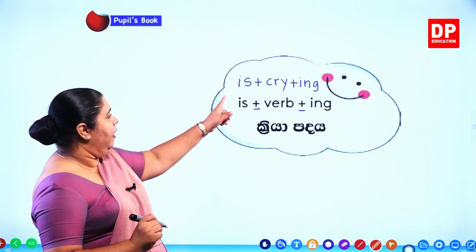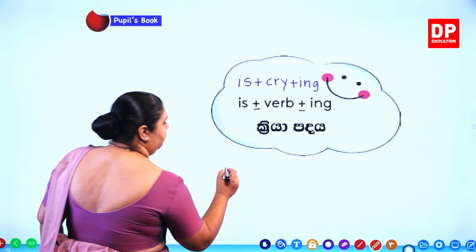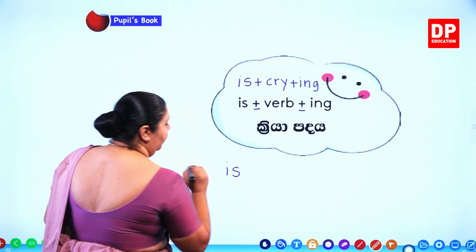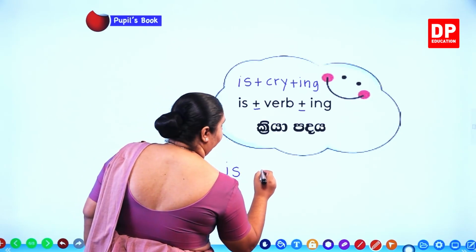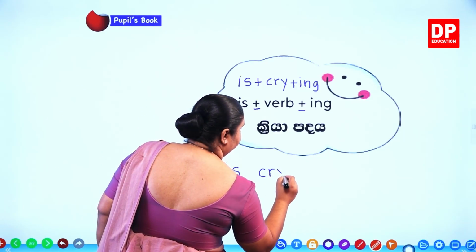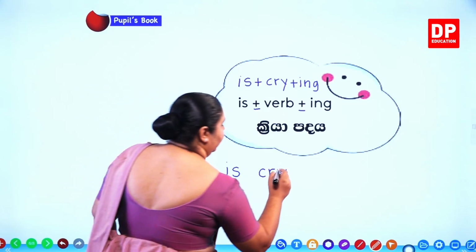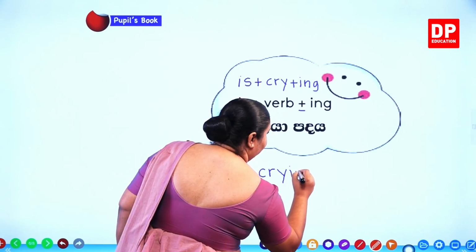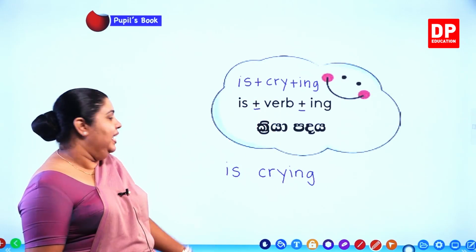Now when we write them without the plus mark, ඔන්න අපි මෙතනින් ලියමු පුතාලට පේන්න. is කියන එක තියෙනවා. එකතු කිරීමේ ලකුණ ලියන්නේ නැහැ. I don't write the plus. Then we have the cry. The word cry. And then what do we write? ing. Cry. ing. Now look at these two words.